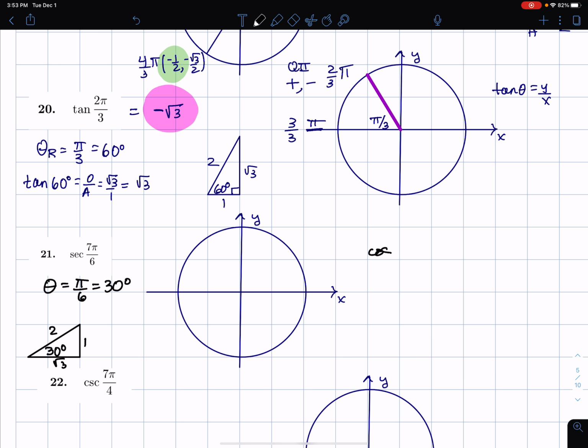And cosine theta, or cosine 30 degrees, is equal to adjacent over hypotenuse. So this is going to be rad 3 over 2. Now, secant 30 degrees is the reciprocal of that, and that's going to give 2 over rad 3.